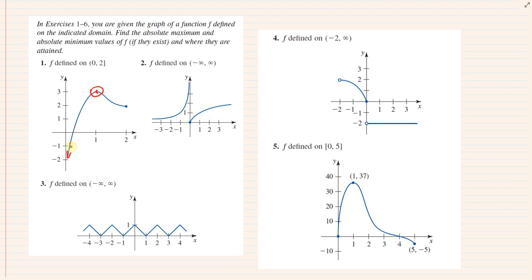Looking at number 2, the minimum is at 0, and the value of the minimum is also 0. Notice there is no point lower than that. However, there is no max since it just shoots up indefinitely. So minimum 0, attained at 0, and again unbounded, there is no max. And I'll let you do number 3. Let's take a look at number 4, for instance, this one.